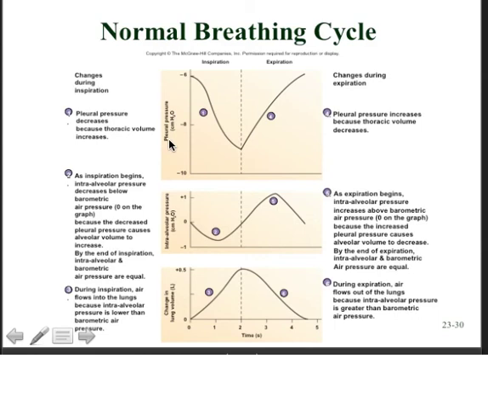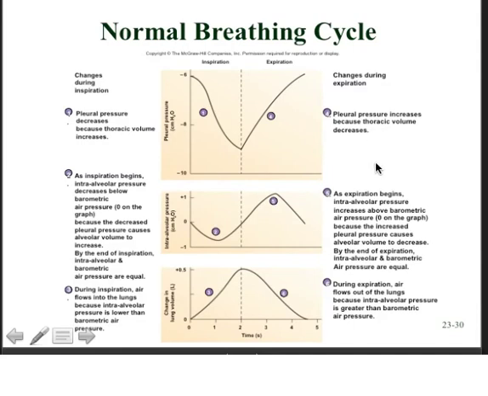Okay, so you can see that we're creating essentially a vacuum around the alveoli that's going to pull air in from the outside, as long as your nose and mouth are open. Next part, during inspiration, air flows into the lungs because intraalveolar pressure is lower than barometric, and as pleural pressure increases, when we breathe out, right, we start to force air out of the lungs.